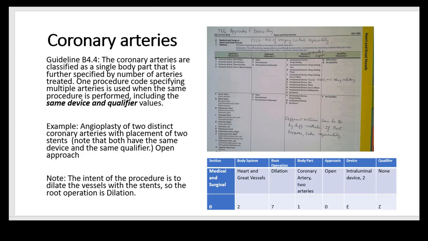I have a little note there. The intent of the procedure is to dilate the vessels by inserting that stent, so the root operation is dilation. With PCS, you're going to always be asking yourself, what is the intent of this procedure? What is the physician or the surgeon trying to do?